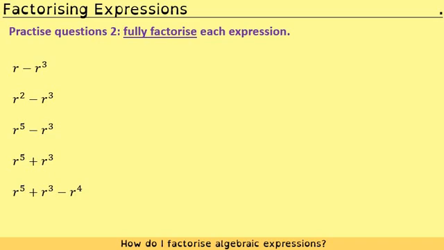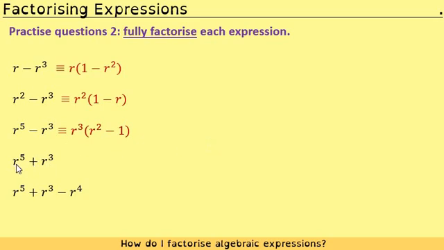So in our first one, the highest factor we can take out of both is just r, and that leaves us with 1 take away r squared inside the bracket. Next, the greatest possible factor we can take out is actually r squared. So we take r squared outside the bracket, and that gives us 1 take away r. Next, the greatest possible factor we can take out is r cubed, because we've got 5 here, 3 here. So we can take out r cubed, and that will give us r squared minus 1 inside the bracket.